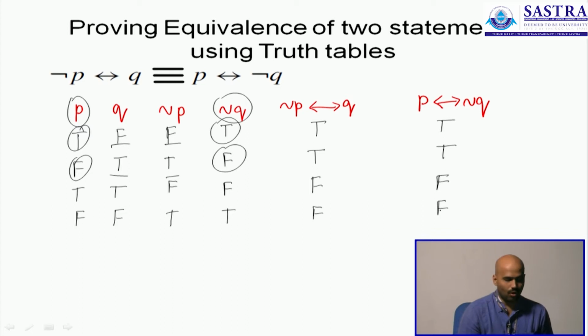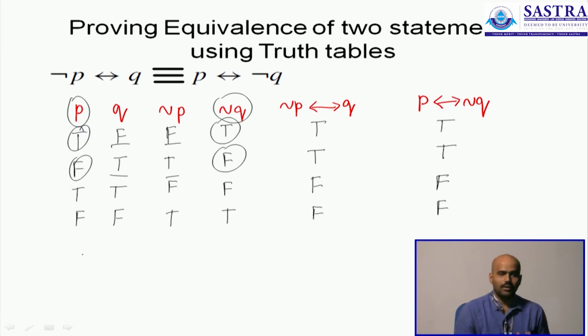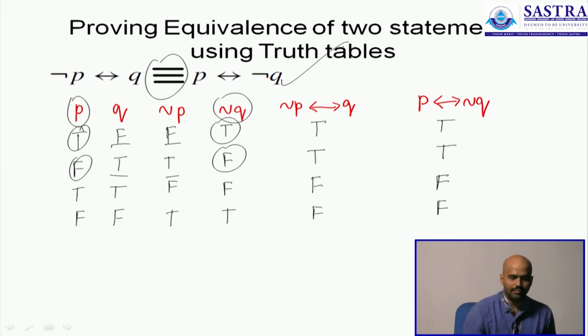Now it's once again obvious that the comparison that we have made is across columns 5 and 6, and there is a 100% match in the truth value of these 2 columns, and therefore you see that they are equivalent. Once again verified, the 2 given statements are equivalent.